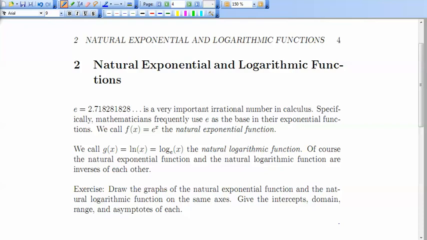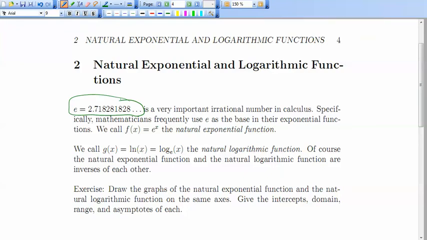Hi, this is a short video on a very important number for calculus called e, and the special role that it plays for exponential and logarithmic functions. Now this number e is transcendental, a lot like pi. It's an irrational number that goes on and on forever with no pattern in its decimal places, and there's the first few digits of it.